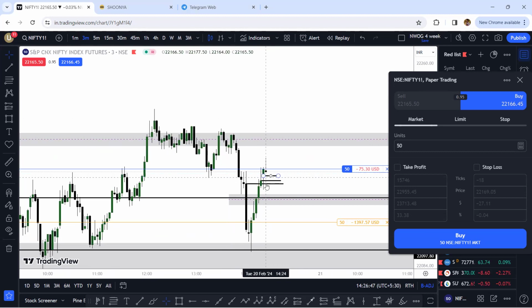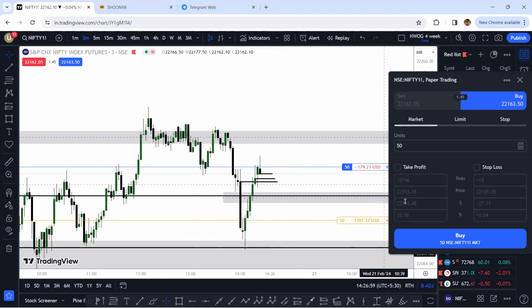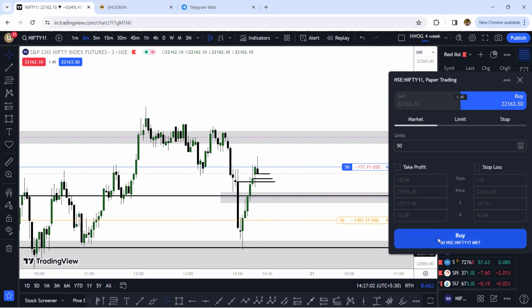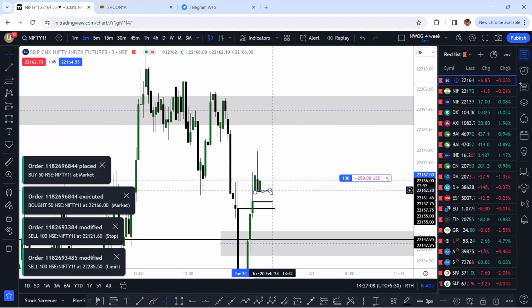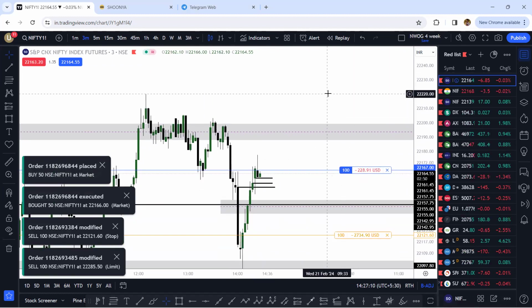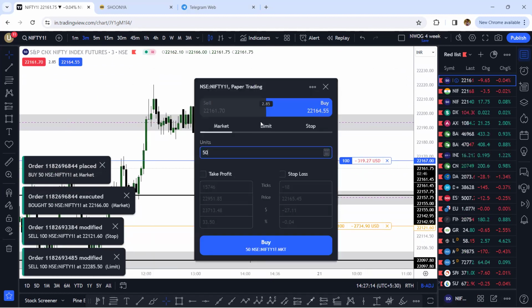So as soon as the price touches this, I'm going to add one more lot here. All right, so we're about to test this. Okay, let's go. Let's do it. Didn't really test it, but fine. So we're testing it now.